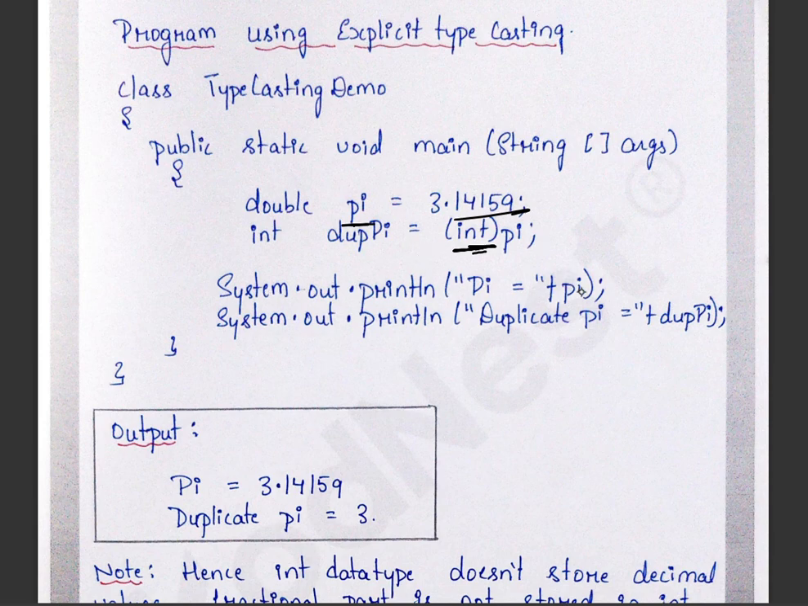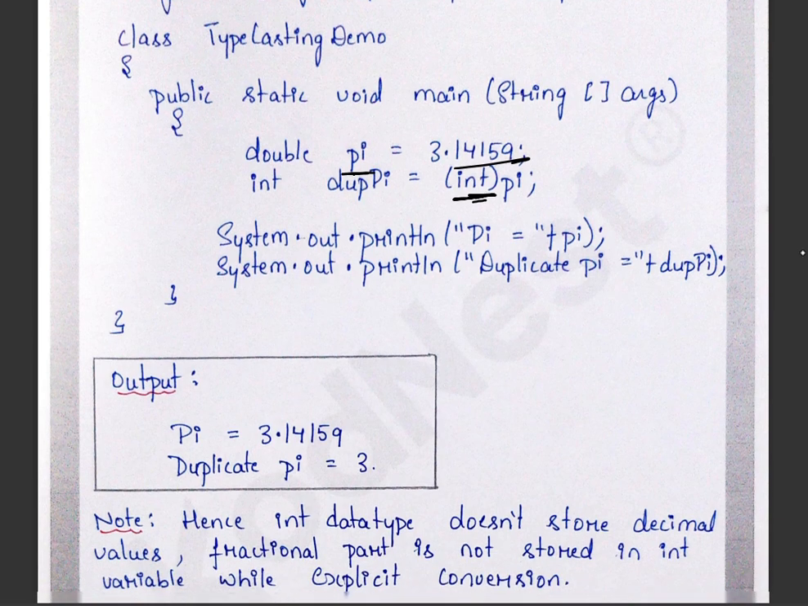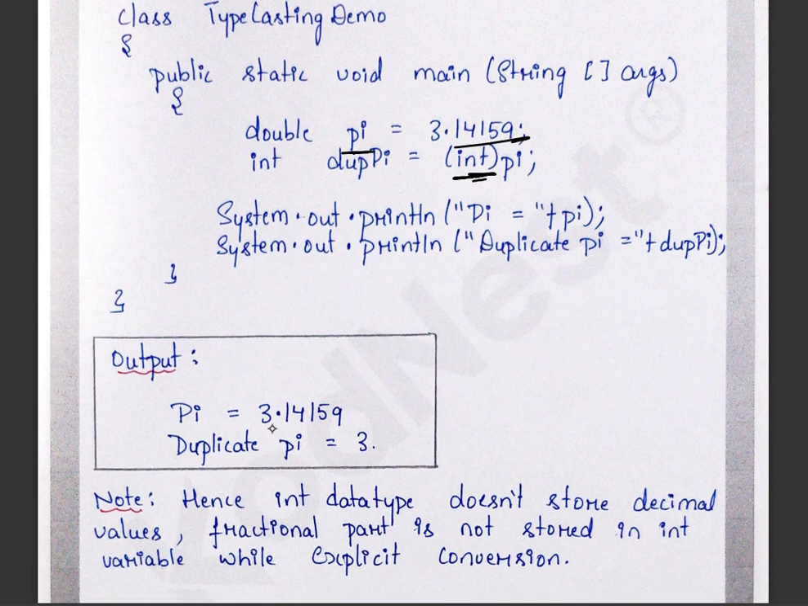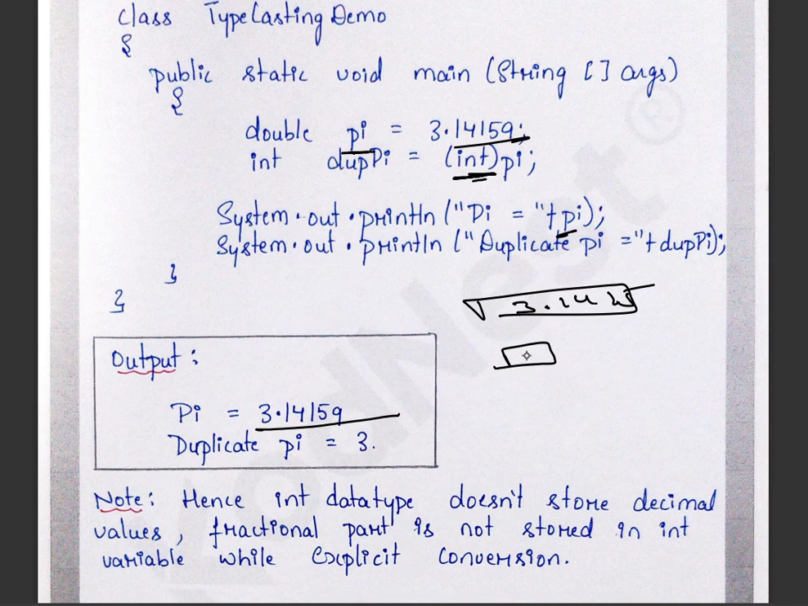System.out.println, as we see here, we just print this and this. So what are the outputs? For double, pi is 3.1415, but in int, int only has this space, so int stores only 3 here.